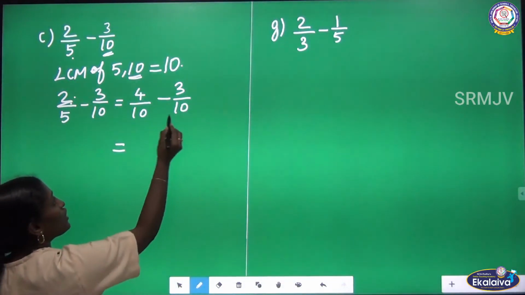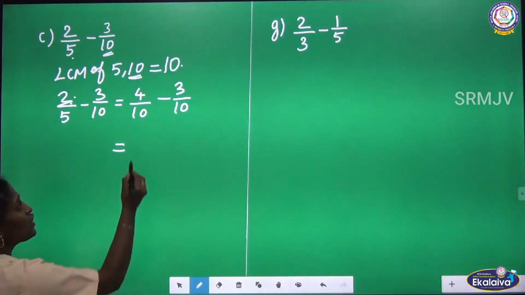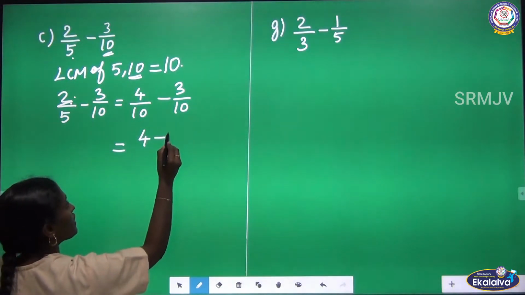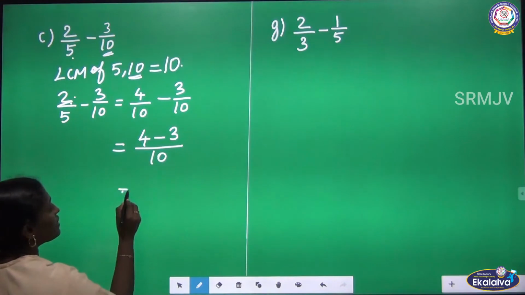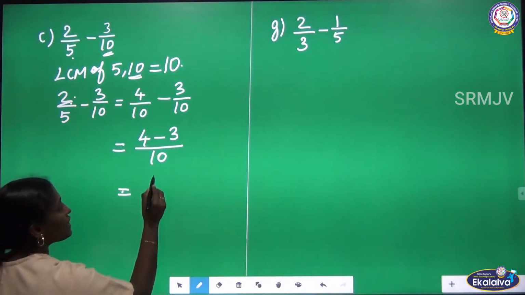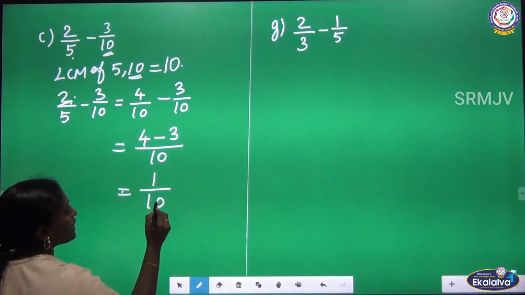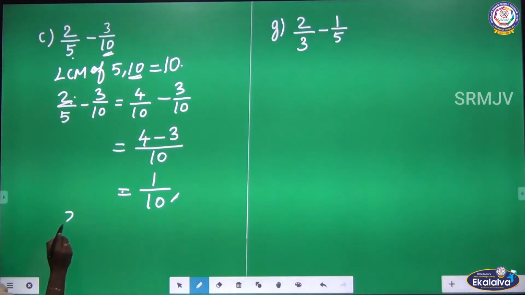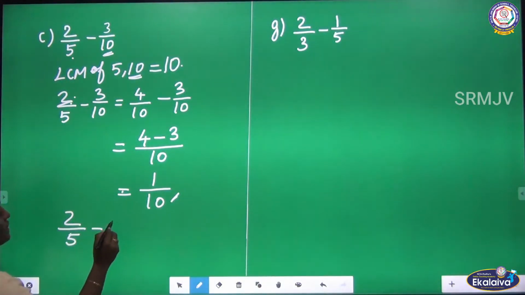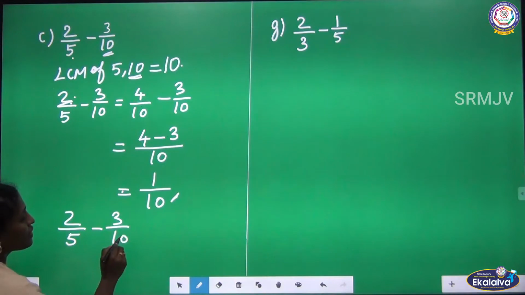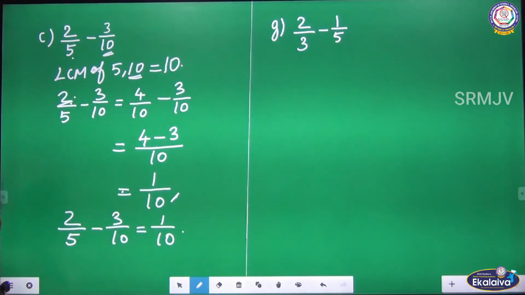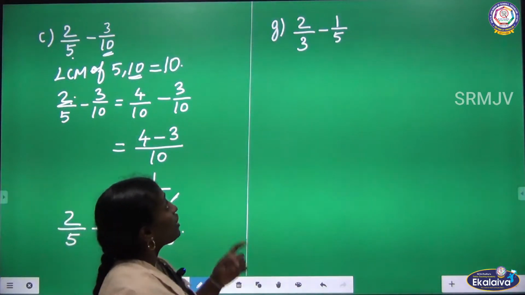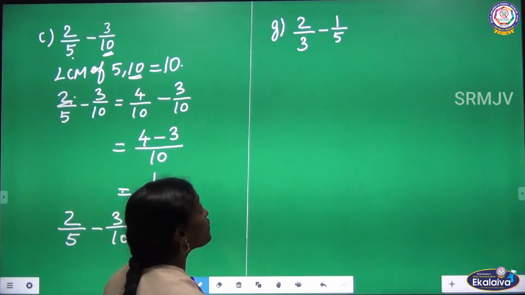Okay. Now, these two fractions are like fractions. So, we are going to subtract the numerator. 4 minus 3 divided by the same denominator 10. 4 minus 3, that is 1. 1 by 10 is the answer. So, 2 by 5 minus 3 by 10 is equal to 1 by 10. Is it clear, children? The next question, 2 by 3 minus 1 by 5.